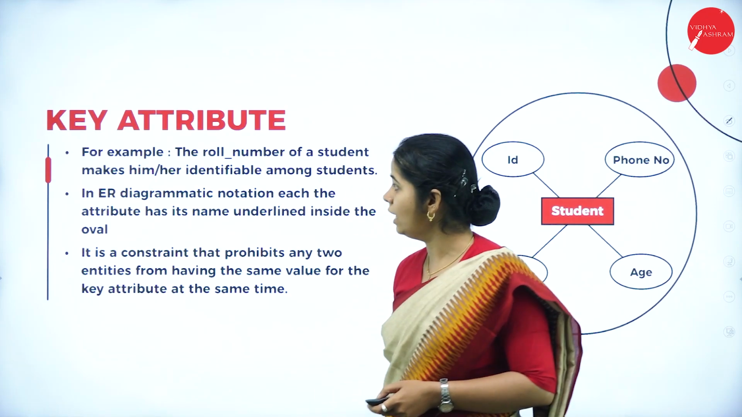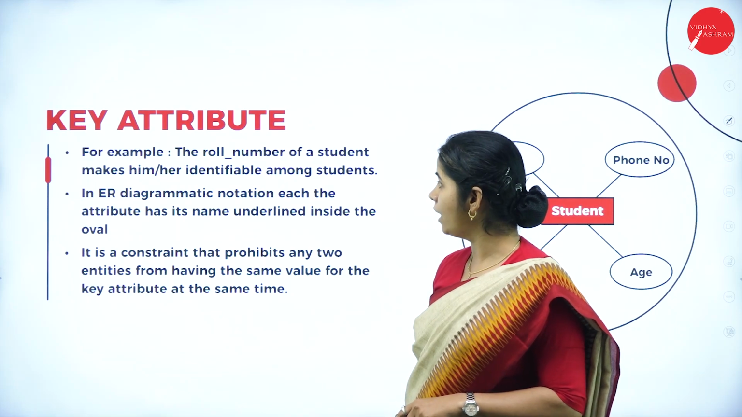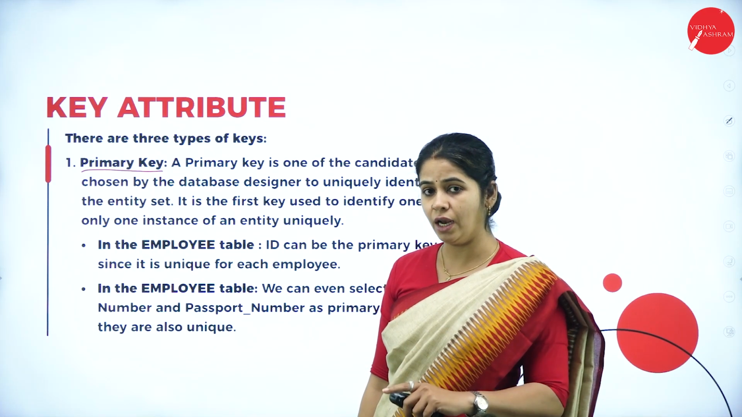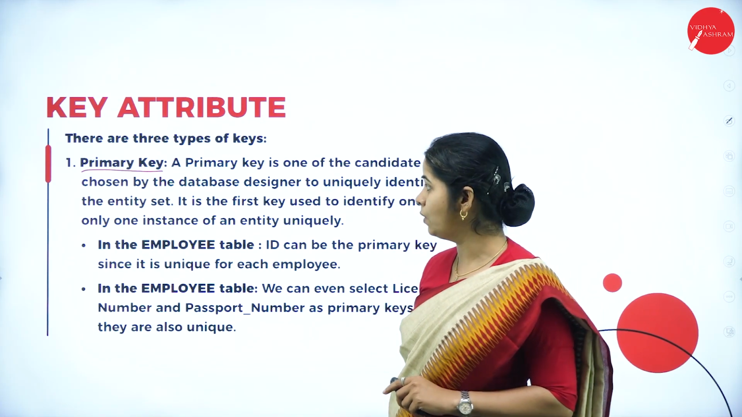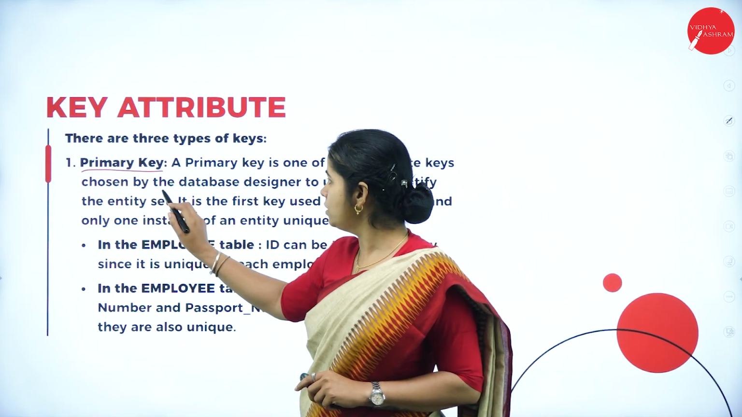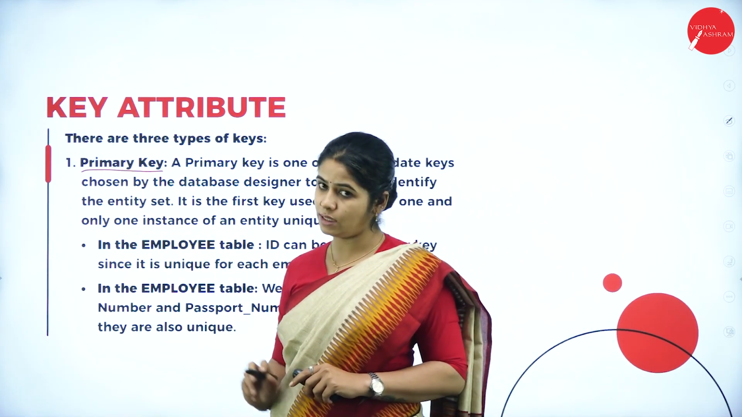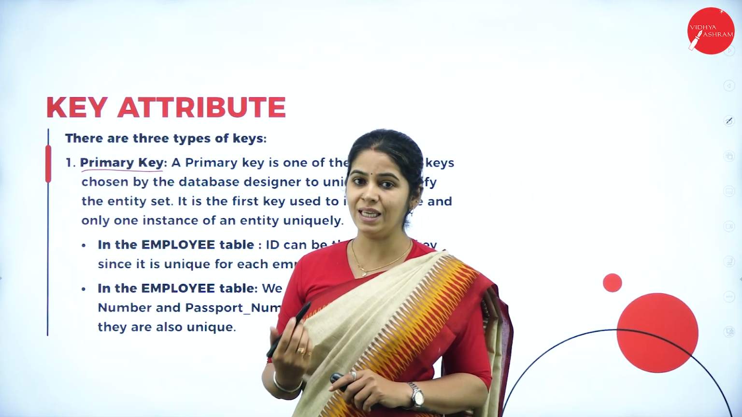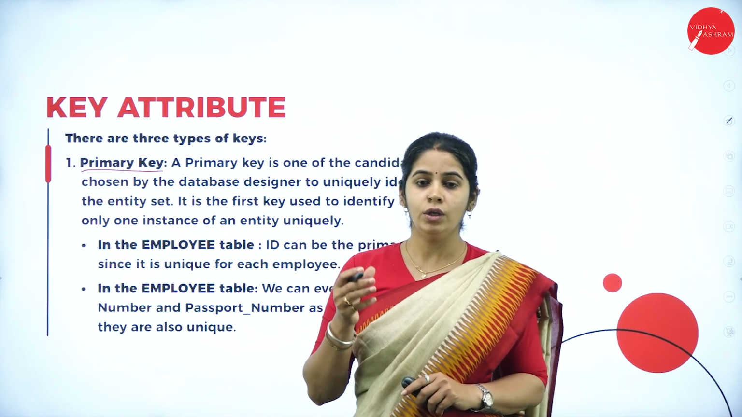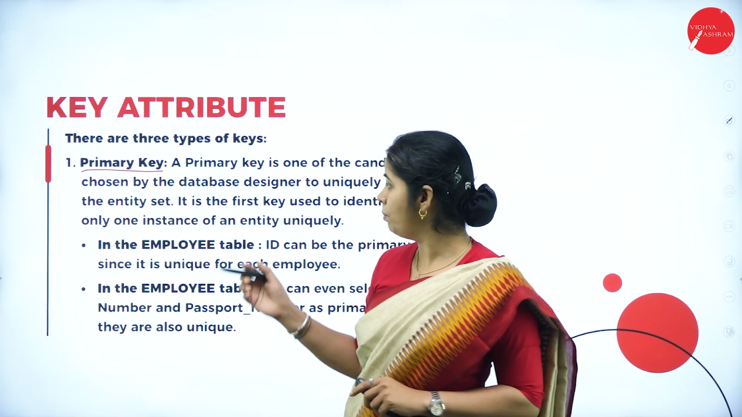Next, we are going to look at the different types of key attributes. In key attributes, we again divide those key attributes into different types. The first one is the primary key. A primary key is one of the candidate keys chosen by the database designer to uniquely identify the entity set. Who chooses the key attribute or primary key? The database designer chooses some unique value as the key value or primary key. That is called a primary key.